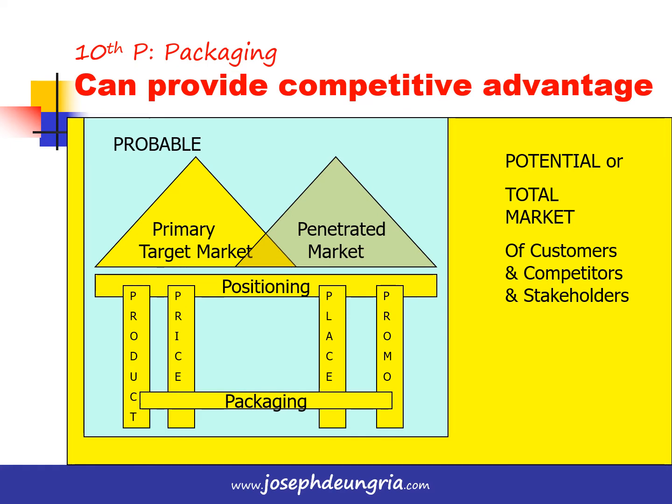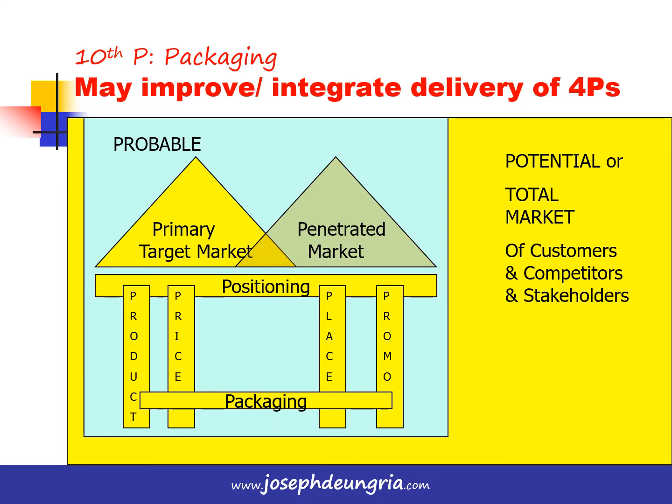So in some products, the fifth of the Ps, which is packaging, is very, very important. Of course, for some it's not important, those which don't have packaging. The other thing that packaging does, aside from putting in price, identifying the manufacturer, it also protects the product during transport or storage, right? So, what else? Okay, so packaging may improve or integrate the delivery of your marketing mix.